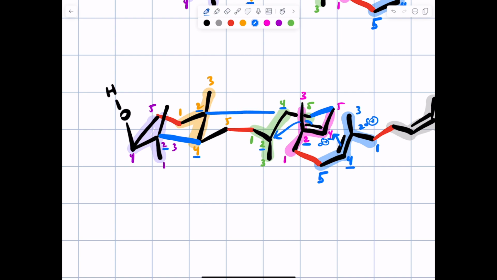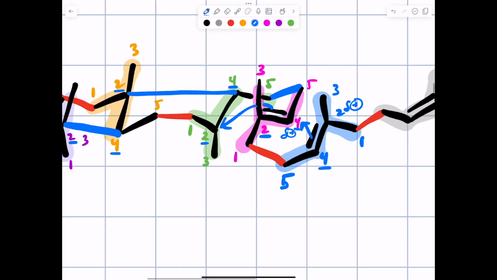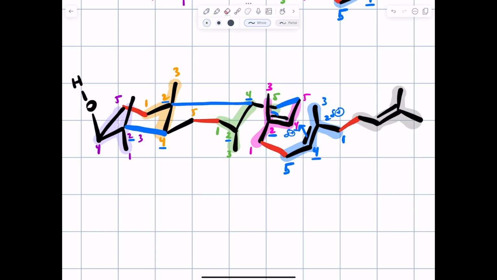Here, that's a 6-membered ring. Then I'm going to illustrate the new bond we make between green 2 and orange 2. That's a new 6-membered ring. Then I'm going to illustrate the bond that we make between blue 4 and pink 4.